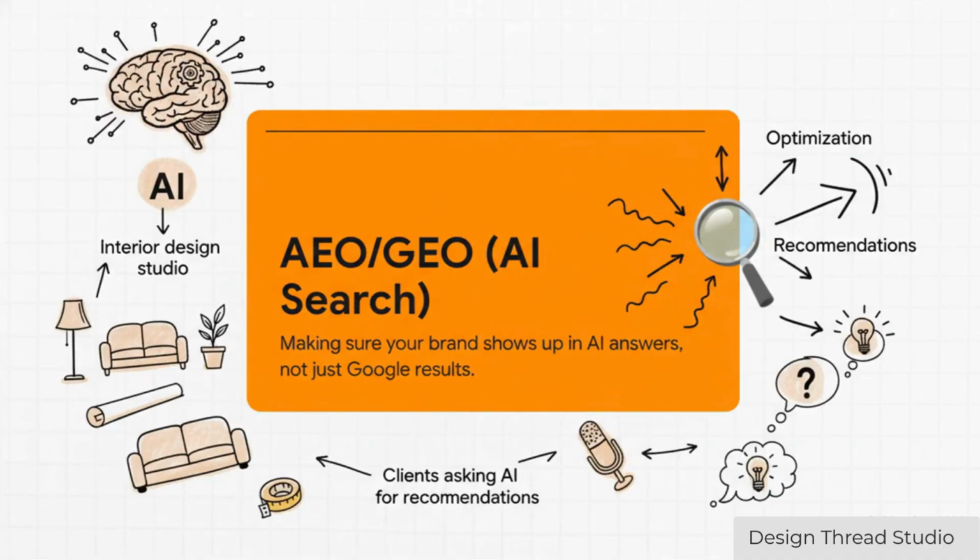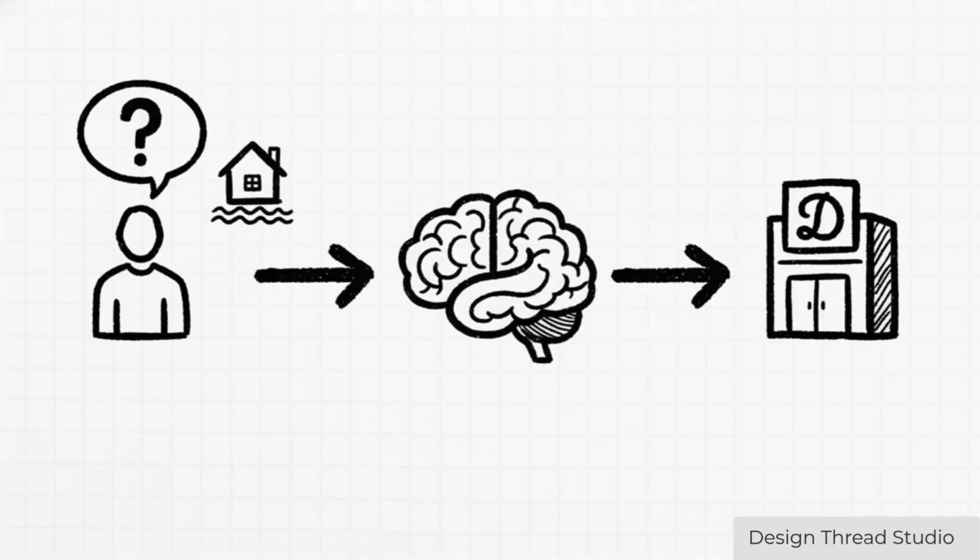Okay, this next one is a huge heads up for what's coming down the pike, AEO, or AI Engine Optimization. You might also hear it called GEO. You know how we all had to learn about SEO to show up on Google? Well, this is the exact same idea, but for AI. As more and more people start asking AI for recommendations, you absolutely have to make sure your studio is one of the answers. And here's why it's so critical.